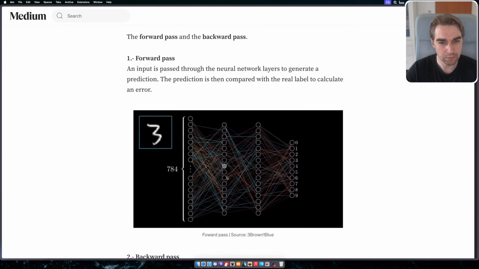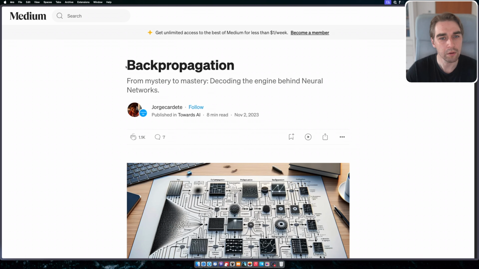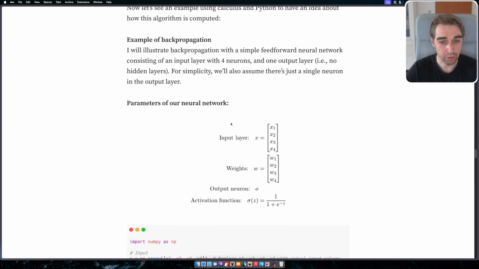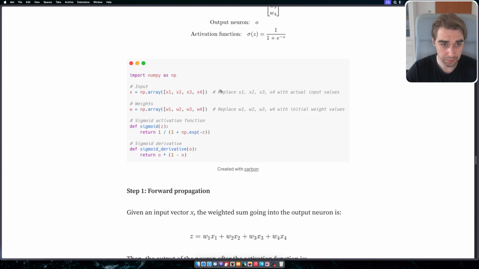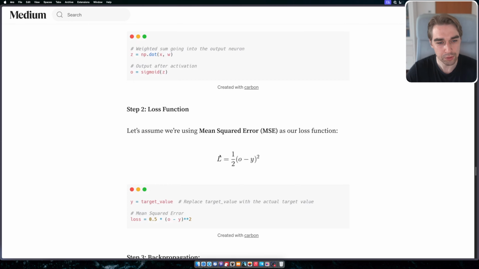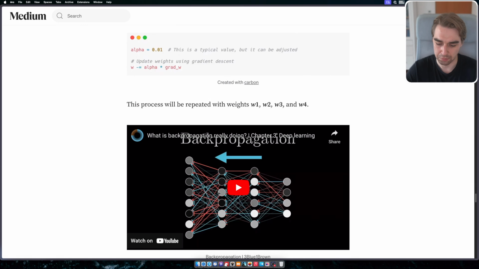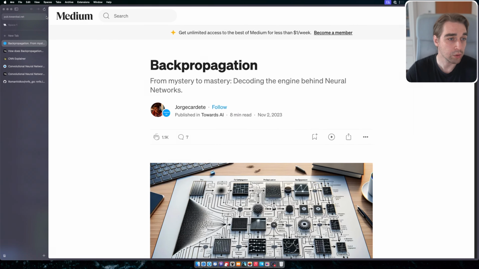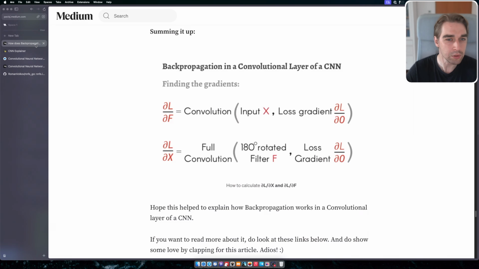Okay, this is from Mr. Decoding the engine behind the neural networks, backpropagation. So I think this in general describes what backpropagation is. Again, there is code with Python, because what else can you see here? There's probably some nice animation, but we're not going to take a look. So I'm going to close this.